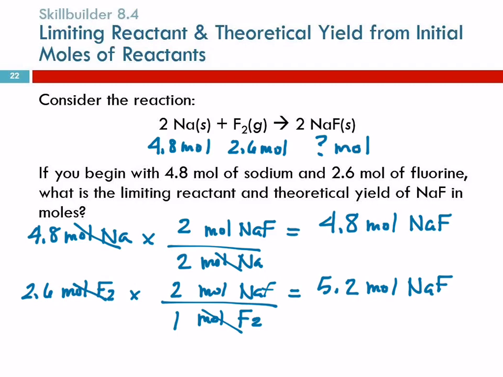How much can we actually make? It's the smaller one, the 4.8. Because when we get to 4.8 moles of sodium fluoride, we run out of sodium. We've used it all up. We can't do anything else. Do not take these two numbers and add them together. That is wrong. So this is our theoretical yield.